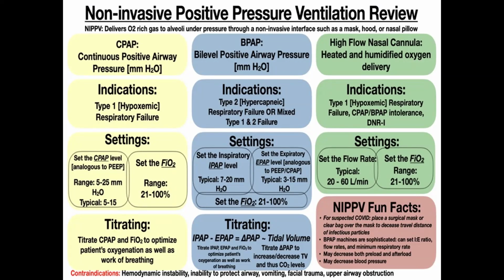So you need to know the difference between CPAP, BiPAP, and high flow nasal cannula. The CPAP in general is used in respiratory failure type 1, which is the hypoxemic type of failure, and BiPAP in hypercapnic respiratory failure or type 2 respiratory failure. And high flow is in hypoxemic respiratory failure.